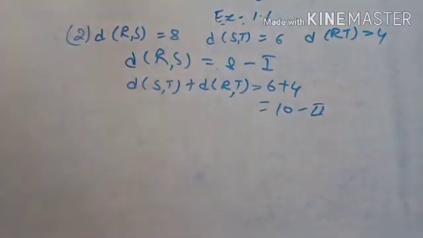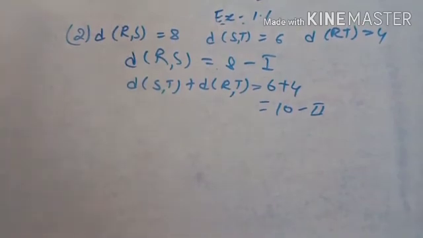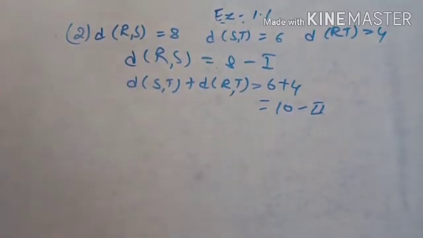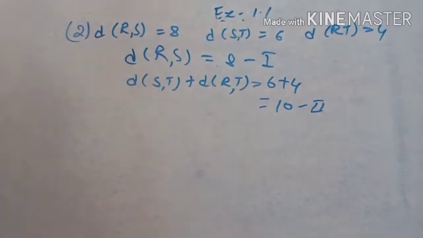Distance RS is 8 and distance ST plus distance RT is equal to 10. Both are not the same. Therefore, these points are not collinear. If these points are not collinear, betweenness does not exist in this. So, these are non-collinear points. So under question number 3 we did question number 1 and question number 2. After that we leave question number 3, 4, 5 and 6. All these questions are the same, so we do them by ourselves.